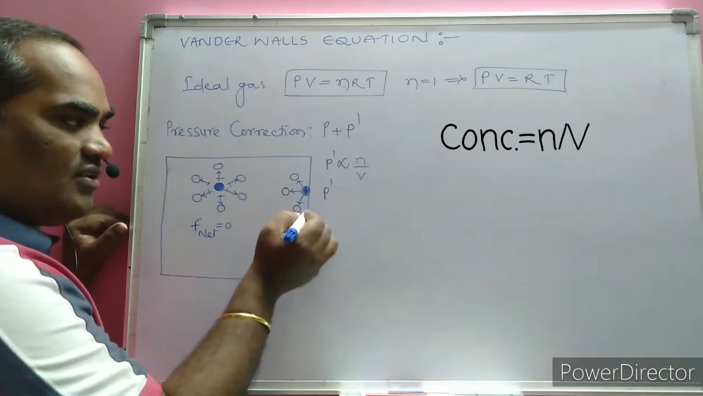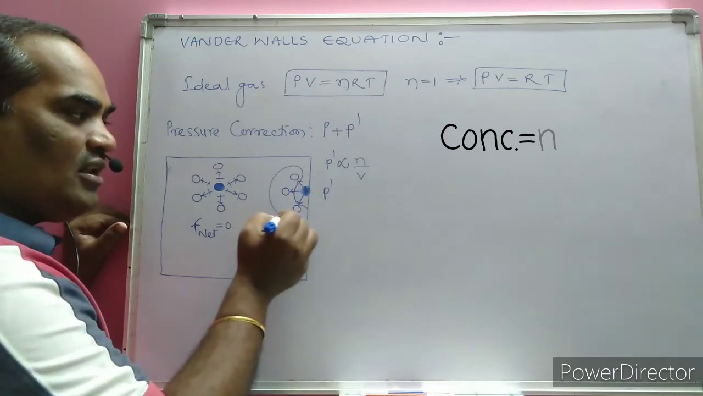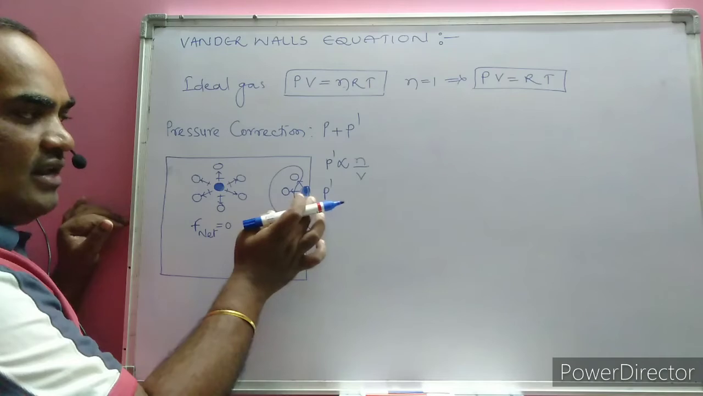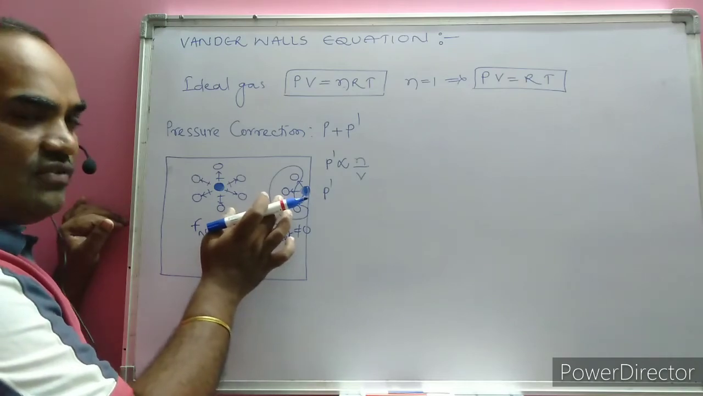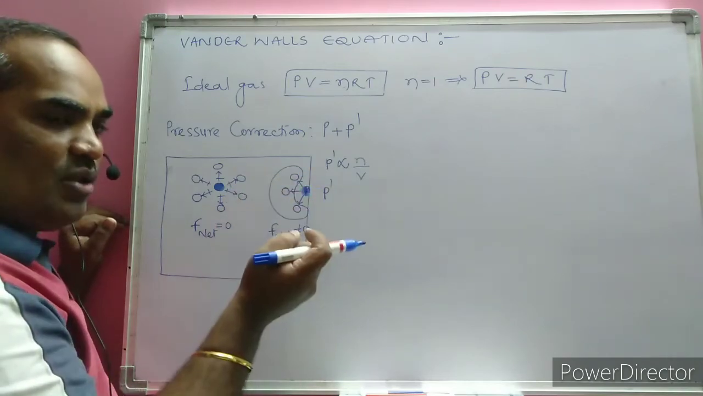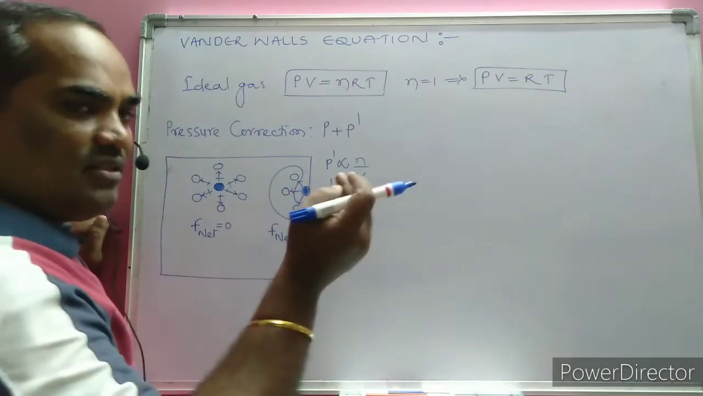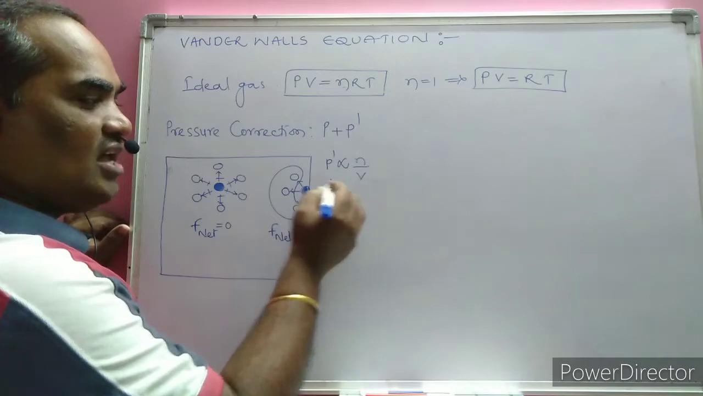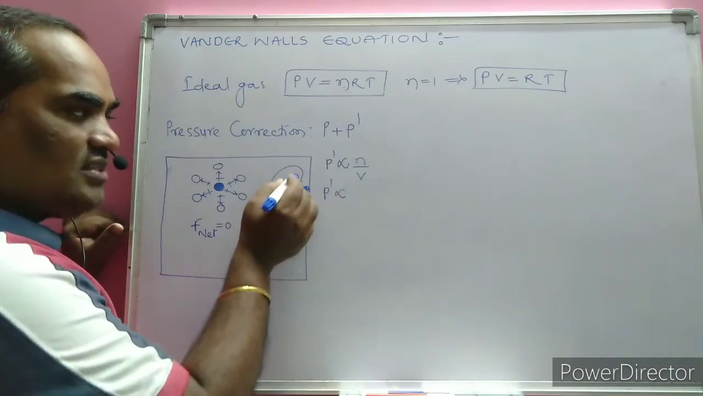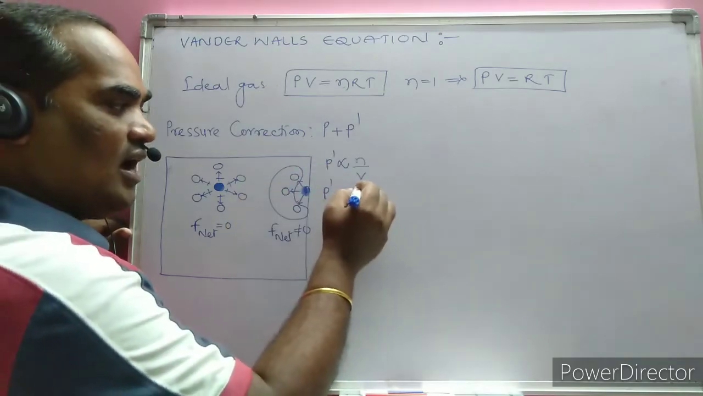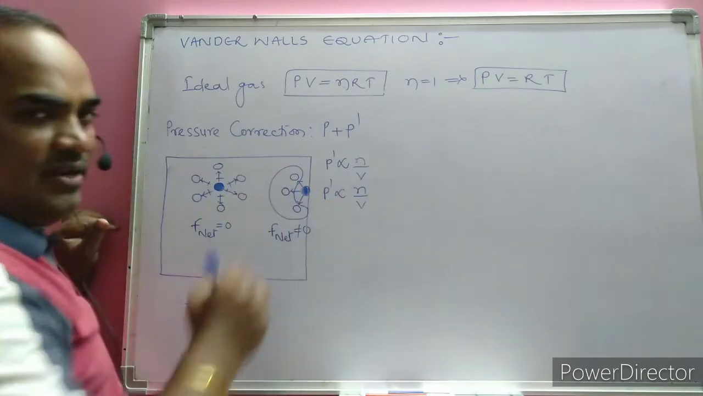Here the pressure correction does not depend only on the concentration of colliding molecules, it also depends on the concentration of the neighborhood molecules. How many molecules are pulling back, that is, P dash, is also directly proportional to the concentration of the neighborhood molecules. Again the concentration is n by V.